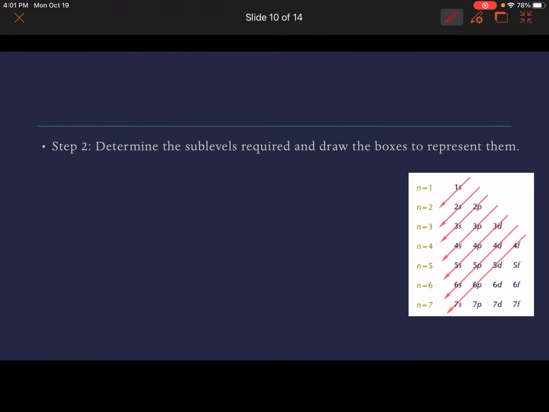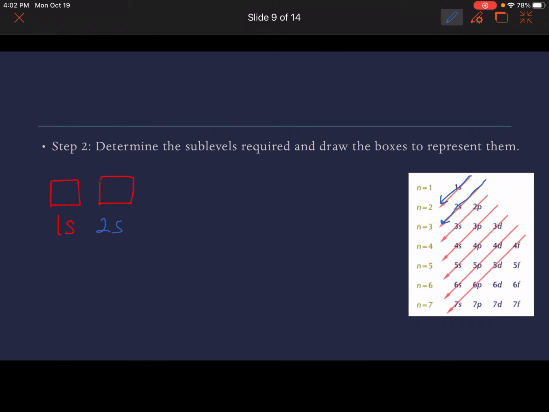Now, this is where we are going to determine the sublevels required and draw the boxes to represent them. So I've got my chart here. We're going to look at it. Now I need to get through 11 electrons. Remember, each one of these orbitals can hold 2. I know that I'm going to have to deal with a 1s, so that's going to have 2 electrons in it. And then for my next one, I'm going to follow this arrow here. So 1s, then 2s is next. 2s also has 2 electrons.